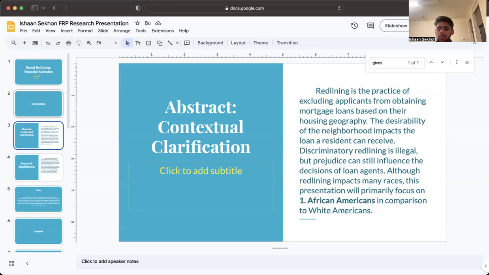And to go back to desirability, for all who don't know, desirability refers to how loan agents grade houses and determine if they should be redlined or not. It basically means how desirable the house and the neighborhood are to live in. That's all it means, and it's very open to loan agents' interpretation.